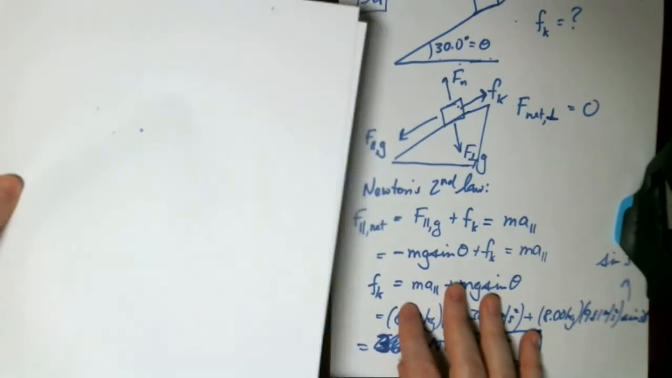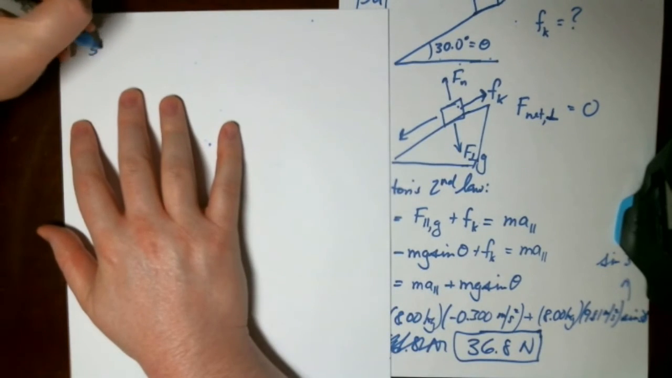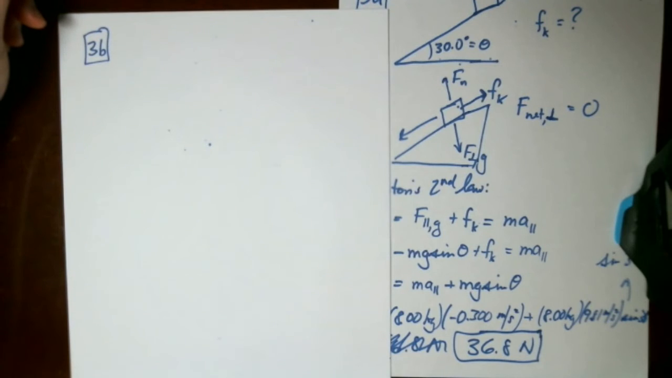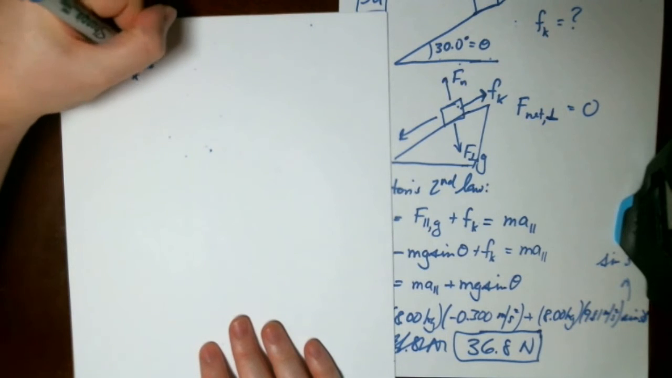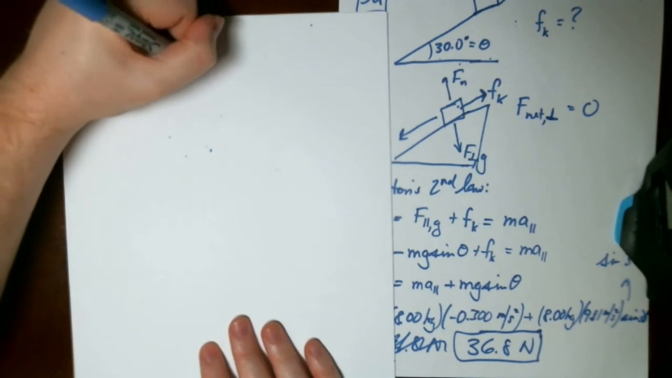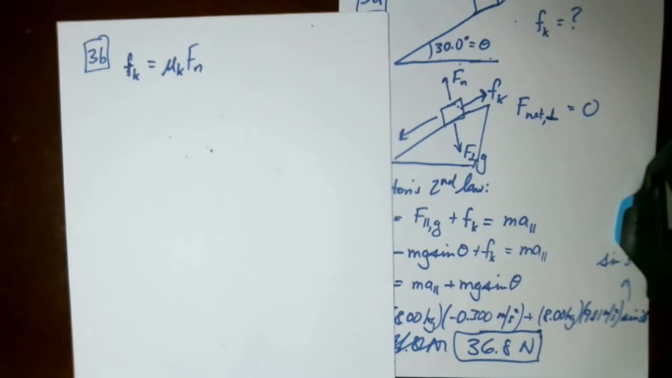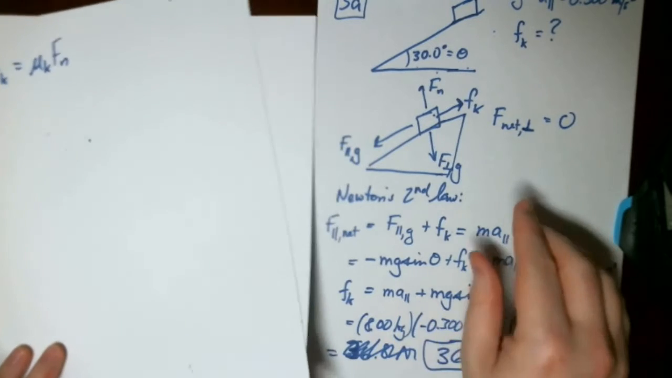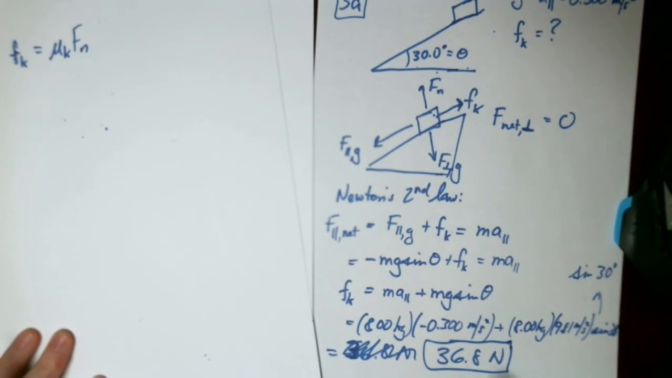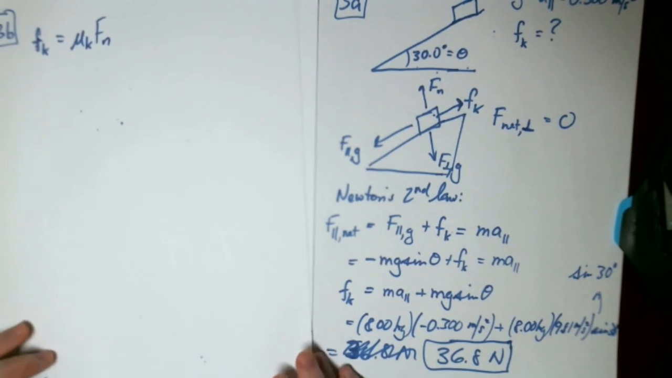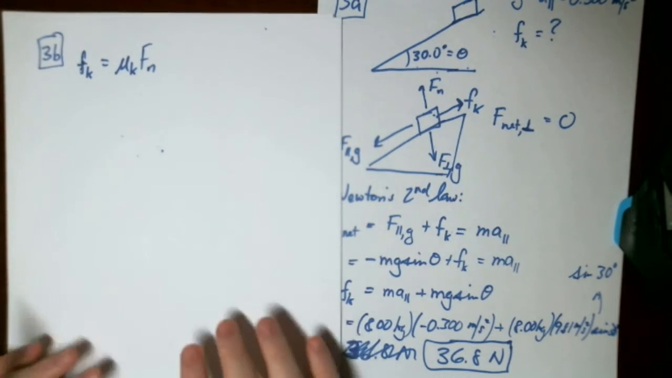Okay, now for question 3b, we just want to find the coefficient of kinetic friction between the box and the ramp. So let's write down what coefficient of friction is. We know that the force of friction is mu sub k times the normal force. So here we actually have to keep in mind what the normal force is. We said in the previous part of the problem, because F net perpendicular is 0, we don't need to know the normal force for the purposes of just calculating the friction force, and that's true. But now, to calculate the coefficient of friction, we do need to know the normal force.